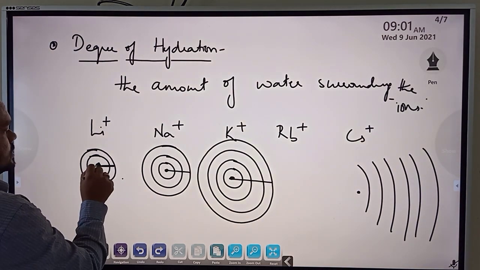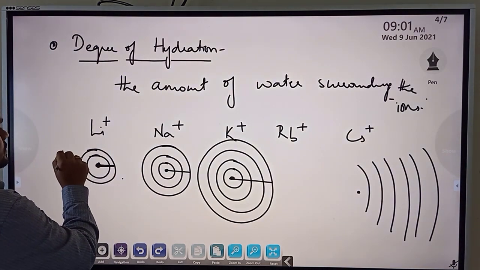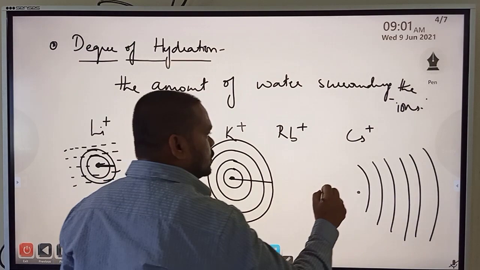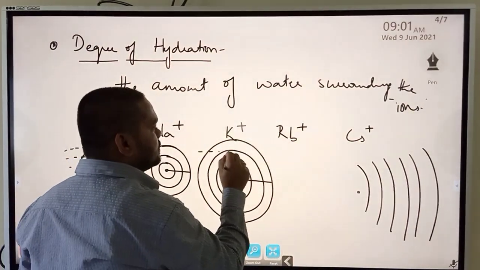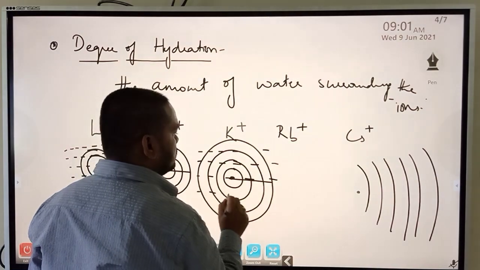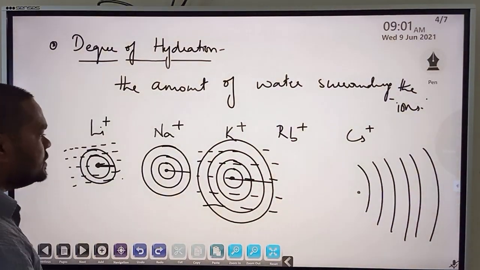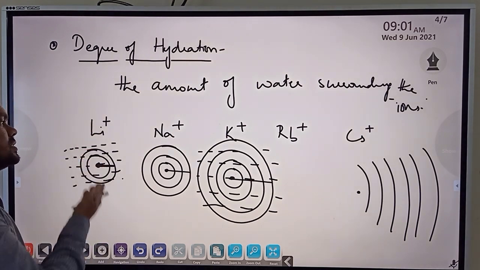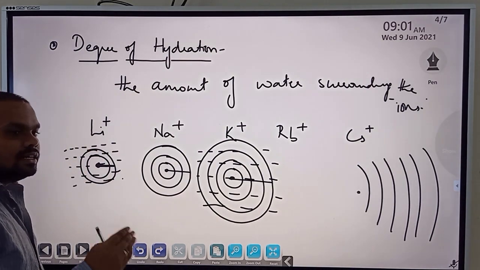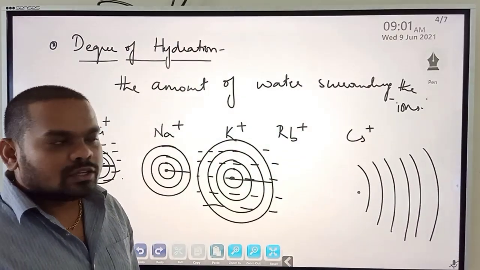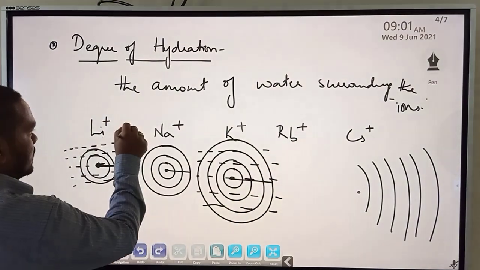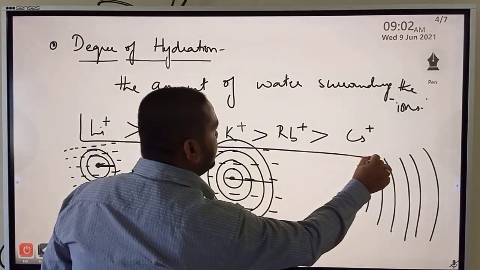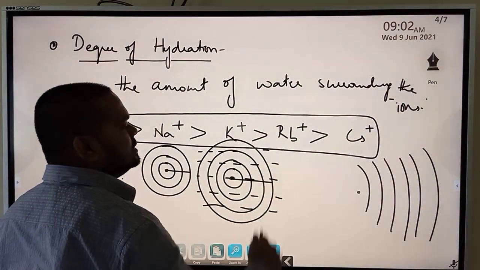Suppose the water molecules are there, and this is also surrounded by water molecules. Let us say, for some time being, potassium. In which case is the attraction force between the ion and the water molecules greater? Obviously this one. So if the force of attraction is greater, then the degree of hydration is also greater. So give the order of degree of hydration. It will be Li+ greater than Na+ greater than K+ greater than Rb+ greater than Cs+. So the degree of hydration is least for the cesium ion.